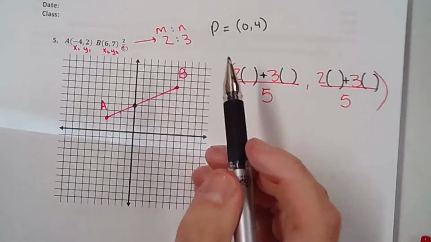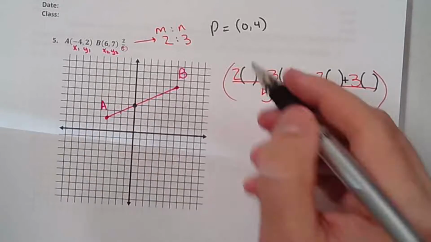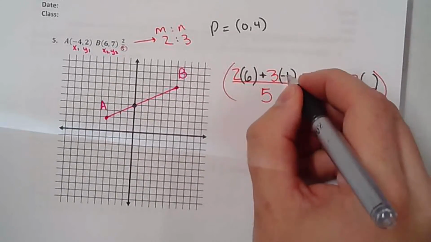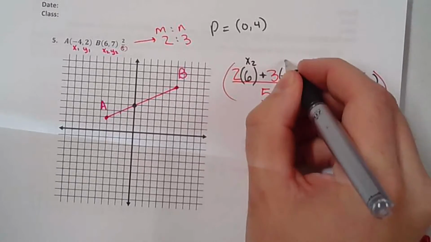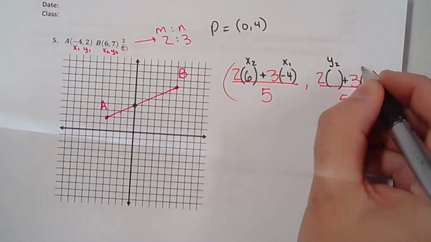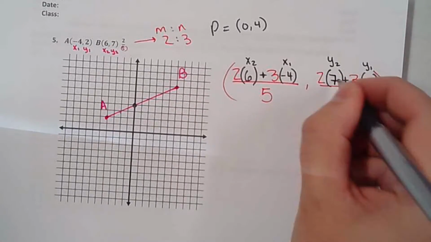Well, in this problem, if A is where we're starting, x1, y1, right? x2 must be 6. x1 must be -4. Again, your x's go here. Not x and y, but your x's. Our y's go here, starting with y2, so 7 and 2.